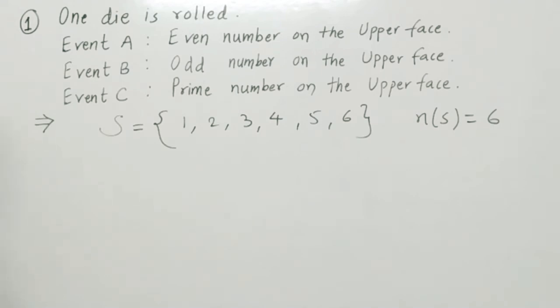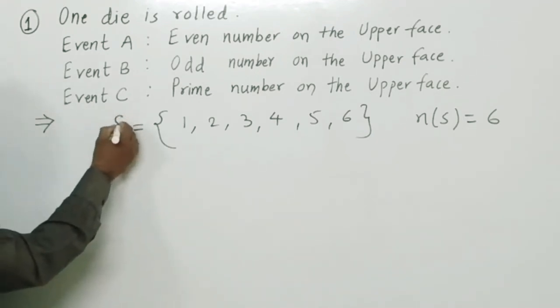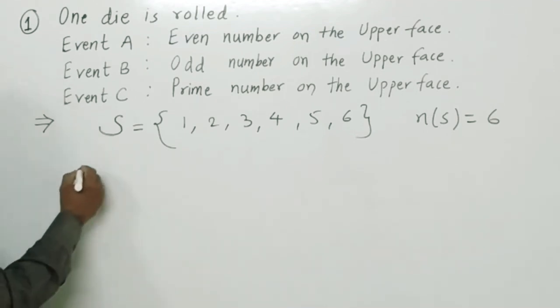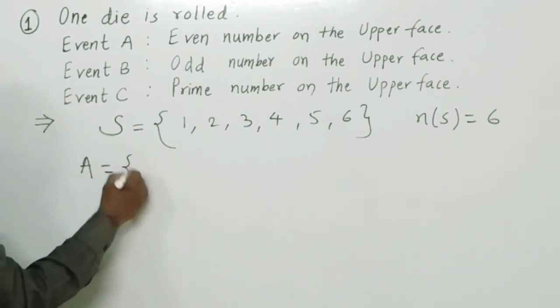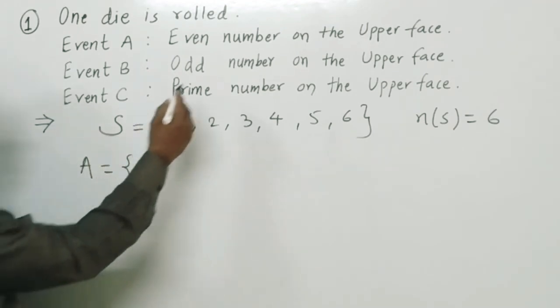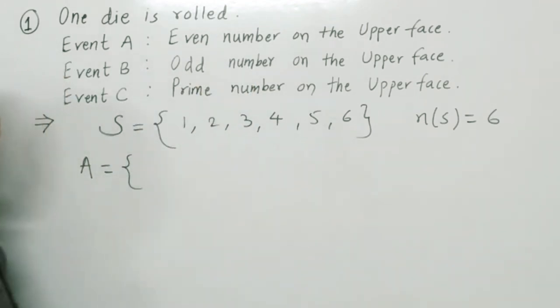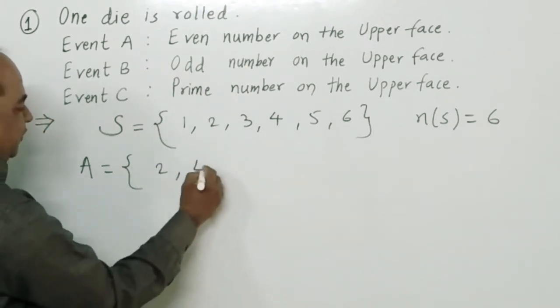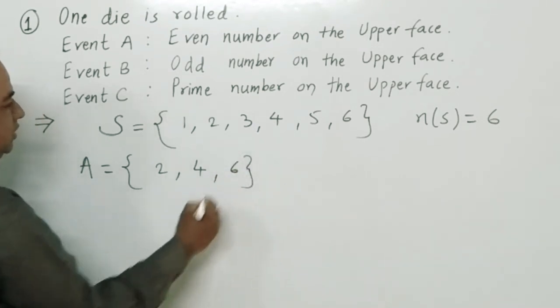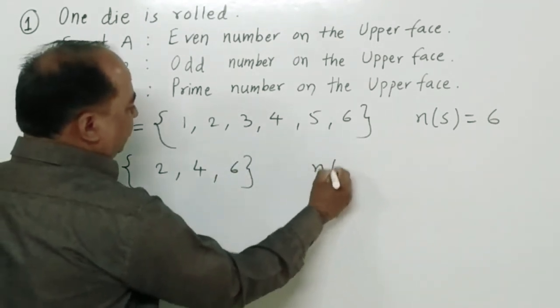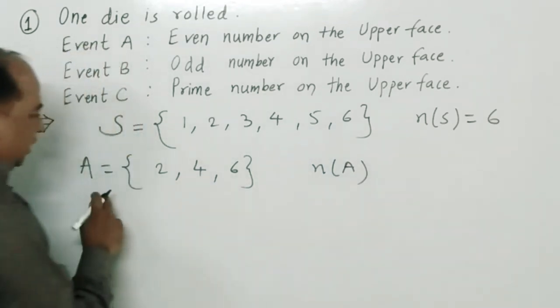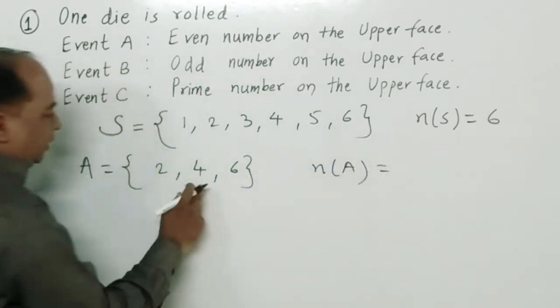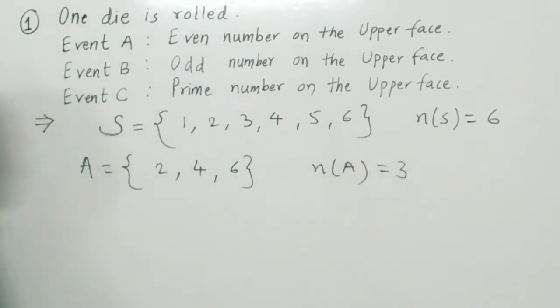Now event A. Event is a subset of the sample space S. So event A is even number on the upper face of the die. Which are the even numbers here? 2, 4 and 6. These are the even numbers, and the number of sample points in A, n(A), is equal to 3.